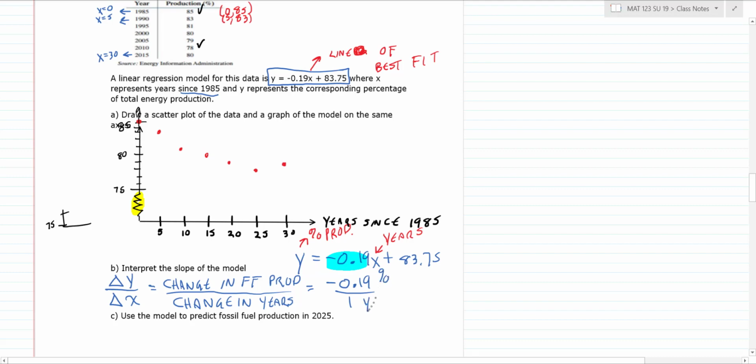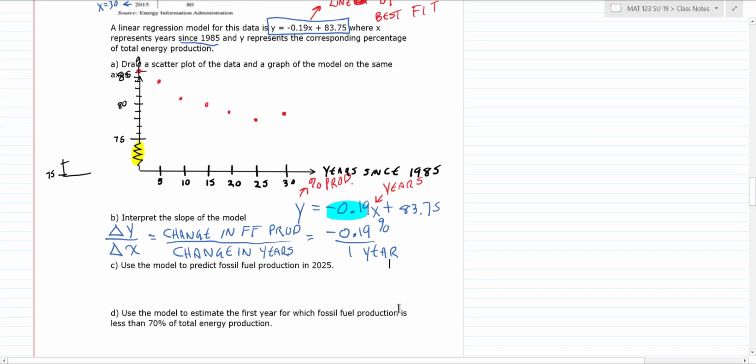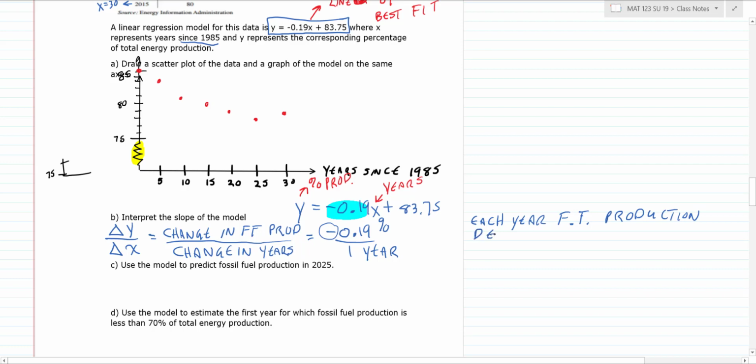This is the year. So if you were going to write a good interpretation of this, don't say rise over run. That doesn't tell me anything. Here's the way I'm going to have you write this. I'm just going to write this over at the side here. What we would say is each year, fossil fuel production, and what happens? Does it go up or does it go down? That's a negative, so it's going down. So we'd say fossil fuel production decreases by 0.19% per year past 1985. Okay, that's the way that you would interpret that.